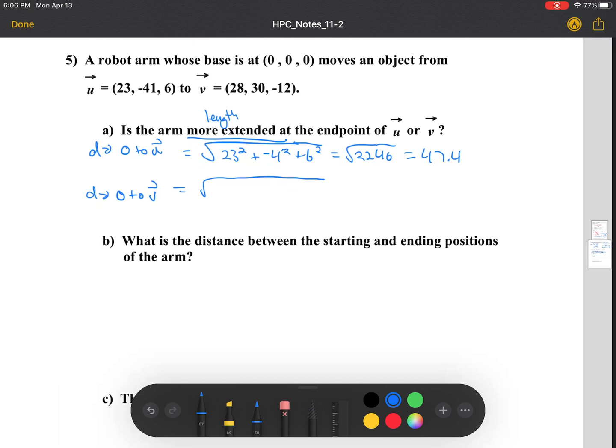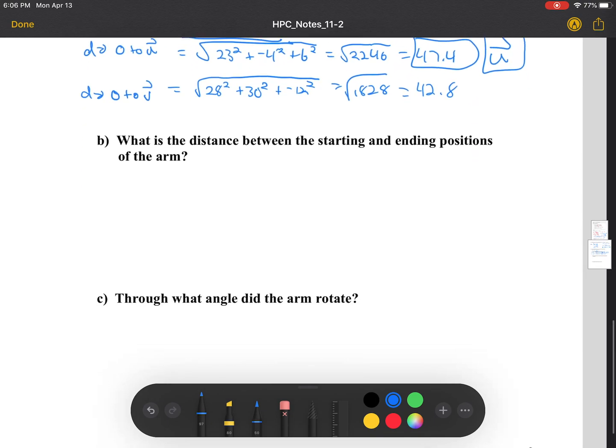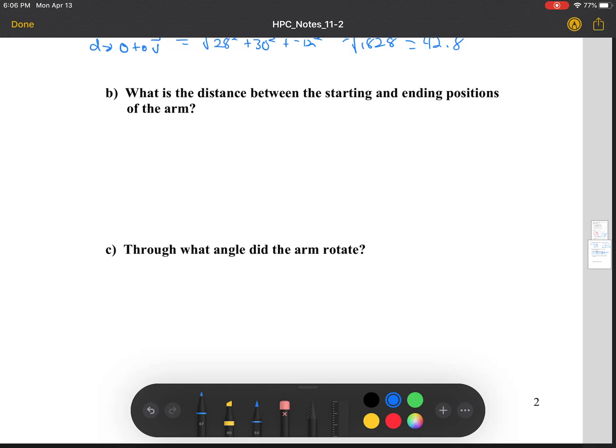Okay, so what we just found there was the distance. So now we're going to do it for V. It's 12. Okay, so the answer is vector U is bigger. All right, vector U has a greater length.